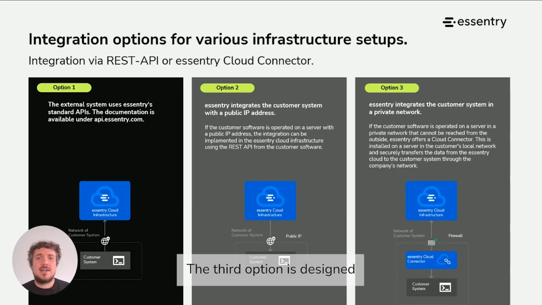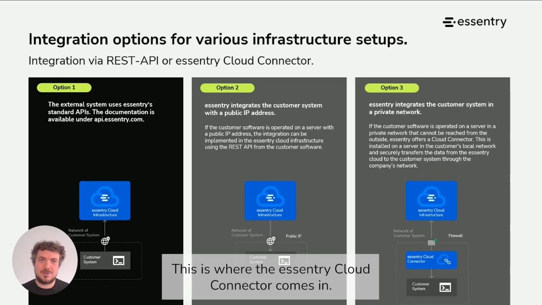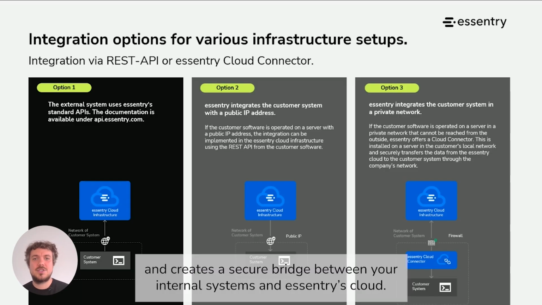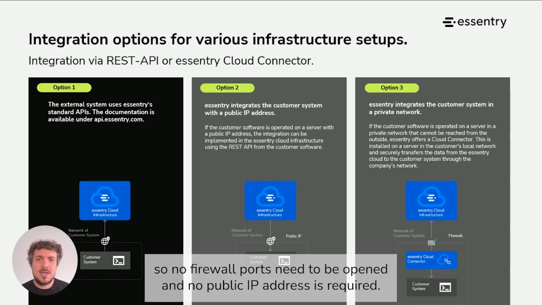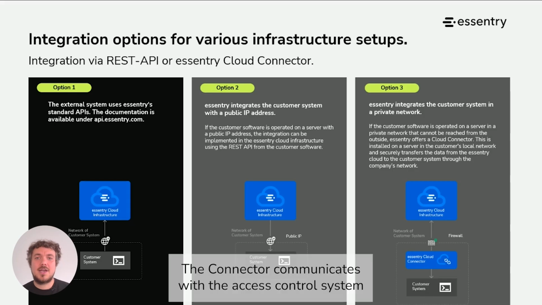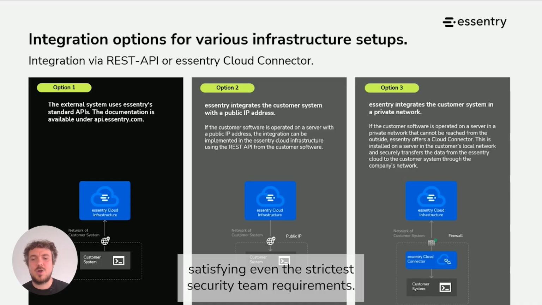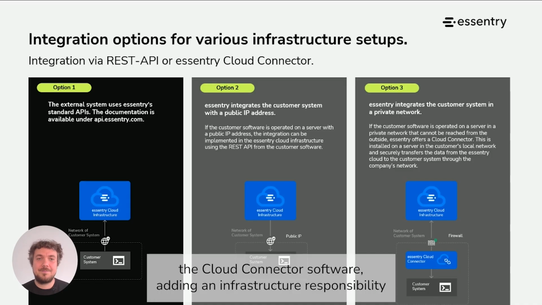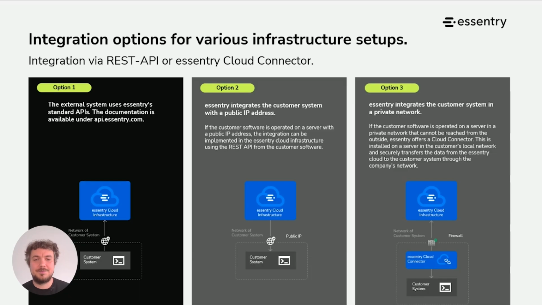The third option is designed for highly secured on-premise systems that cannot be accessed from the cloud. This is where the essentry Cloud Connector comes in. The Cloud Connector is software that runs on your infrastructure and creates a secure bridge between your internal systems and essentry's cloud. It works by opening only outgoing connections to the cloud, so no firewall ports need to be opened and no public IP address is required. The connector communicates with the access control system within your private network, satisfying even the strictest security team requirements. However, this approach requires you to install and maintain the Cloud Connector software, adding an infrastructure responsibility that should only be taken on when the first two options aren't viable.